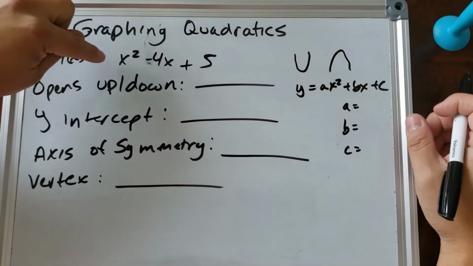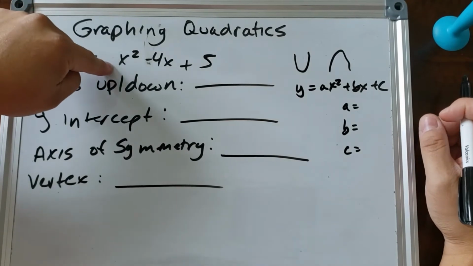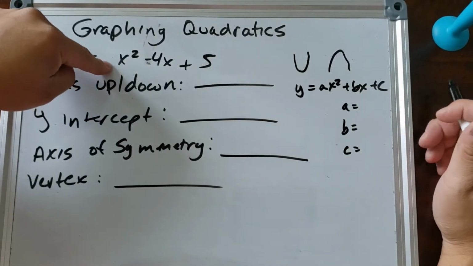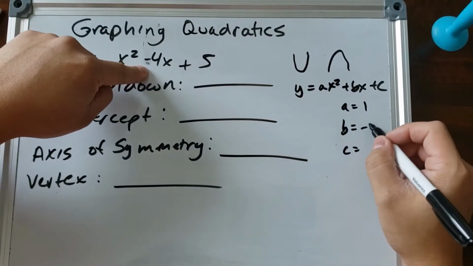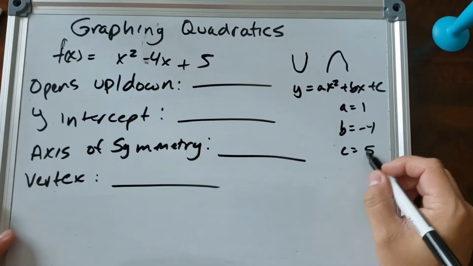So a is the number in front of x squared. Well, there's no number here. But if there's no number, what number is always the number if there's no number? That would be a 1. The b in this case would be -4, and the c would be a 5, okay?